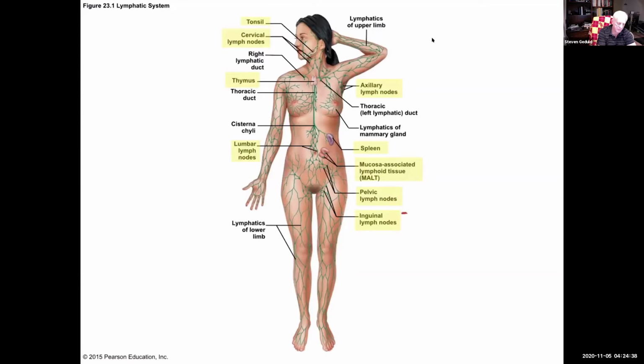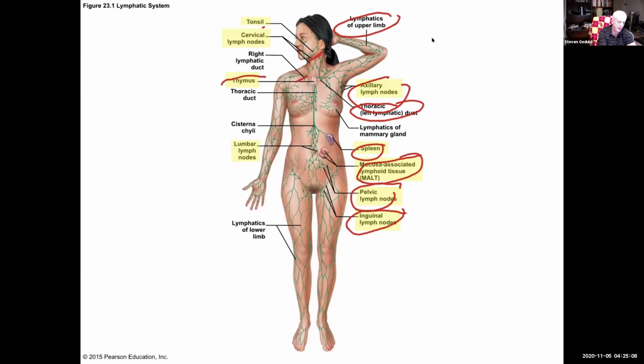You can see where you have inguinal lymph nodes, pelvic lymph nodes, your mucosa-associated lymphoid tissue, your spleen, and lymphatics of the mammary glands. You have a left lymphatic duct coming up through the thoracic cavity, your axillary lymph nodes, lymphatics of the upper limb, your tonsils, and your cervical lymph nodes around the lower jaw. You have the right lymphatic duct, we'll get into that here, your thymus, the thoracic duct, the cisterna chyli, which is where the lymphatic system starts, the lumbar lymph nodes, and then lymphatics of the lower limb. That's your lymphatic system. It runs through the body.